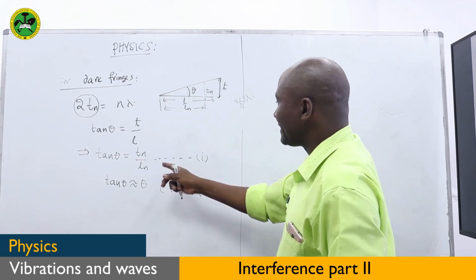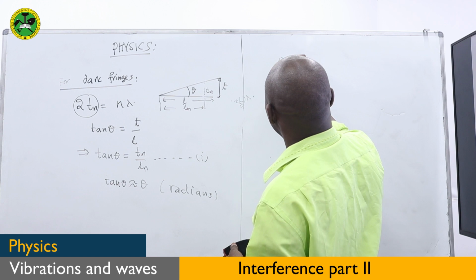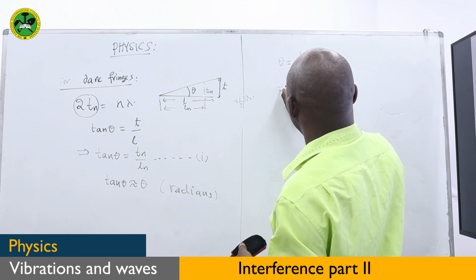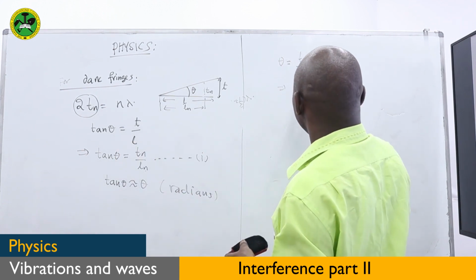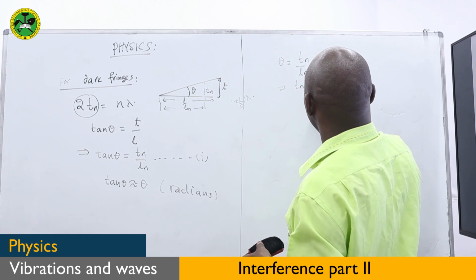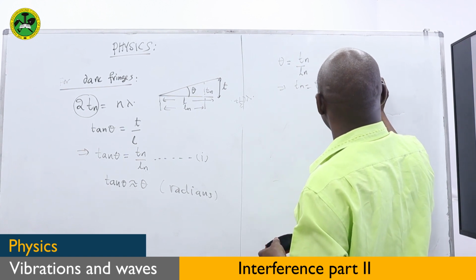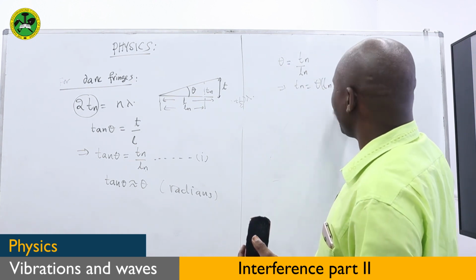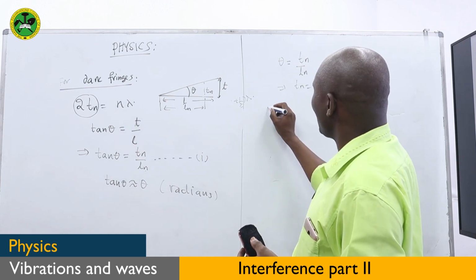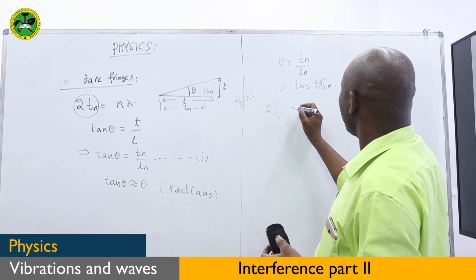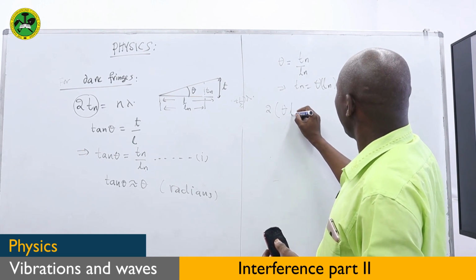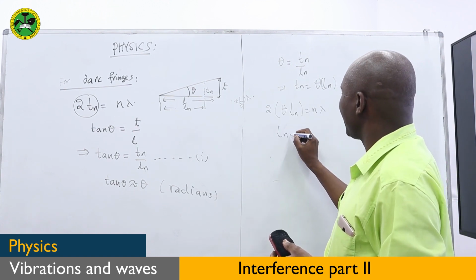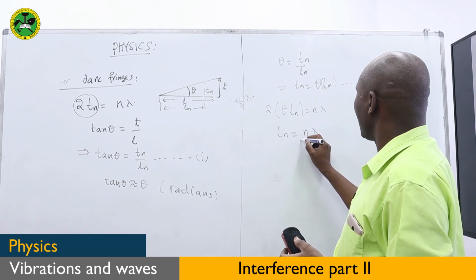So from question number 1 you have theta equals Tn over Ln. From there you can make Tn the subject: Tn equals theta Ln. Take this as equation number 2. If you substitute equation 2 in here, we have 2 times Tn, which is theta Ln, equals n lambda. So you can now find Ln equals n lambda over 2 theta.